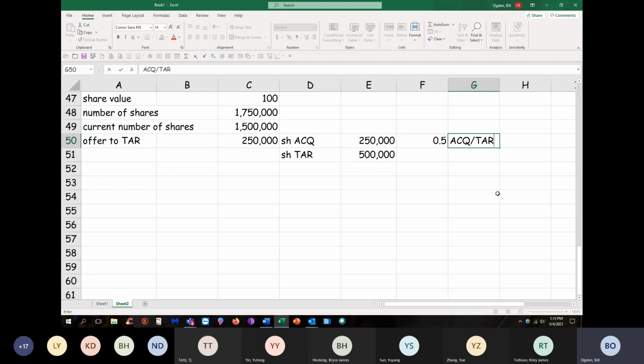Or if you want to look at it another way, 1 share of ACQ for 2 shares of TAR. So your exchange ratio would be 1 share for every 2 shares, however you want to look at it. Okay. So let's do some wealth effects.